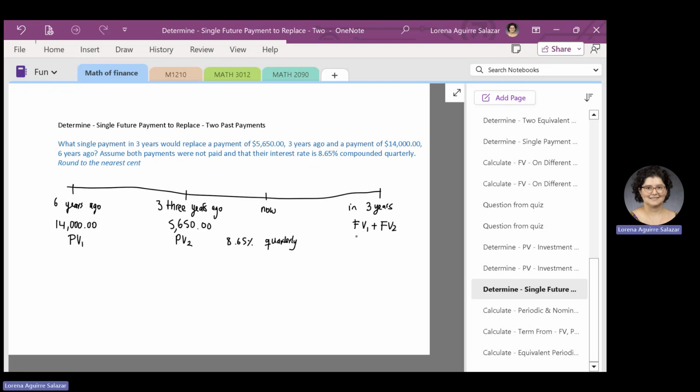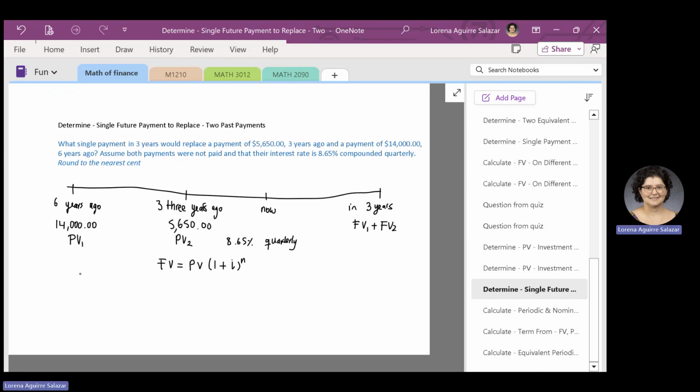Future values depend on those values that we have here. Remember that the future value of money can be computed by doing present value multiplied by 1 plus i to the n, where i is the periodic interest rate, the interest rate for a given compounding period, and n is the total number of compounding periods during a term.